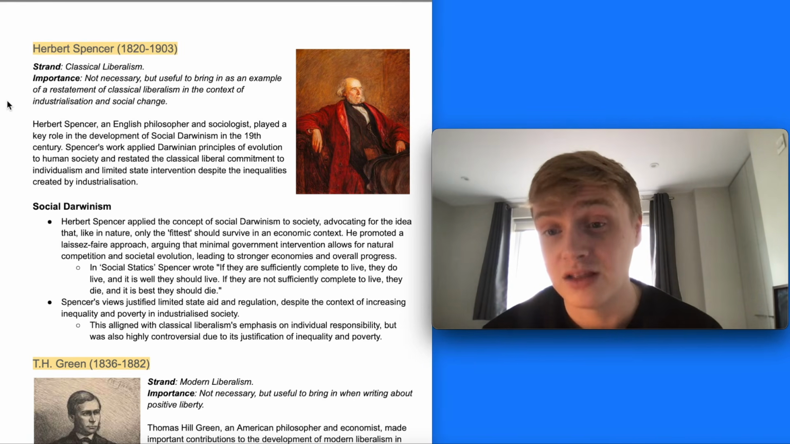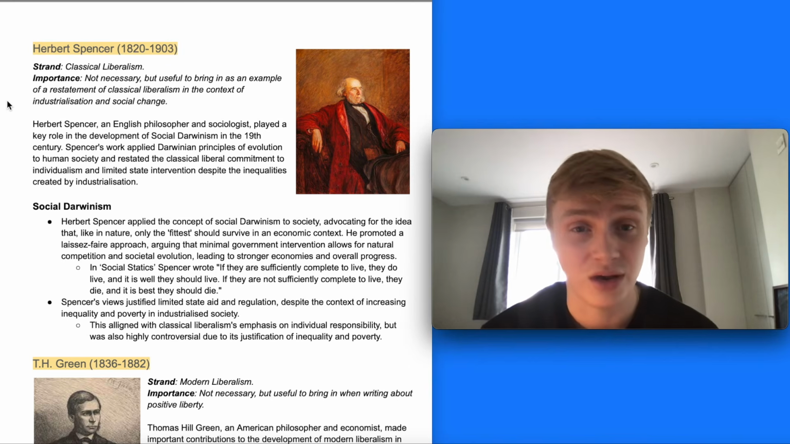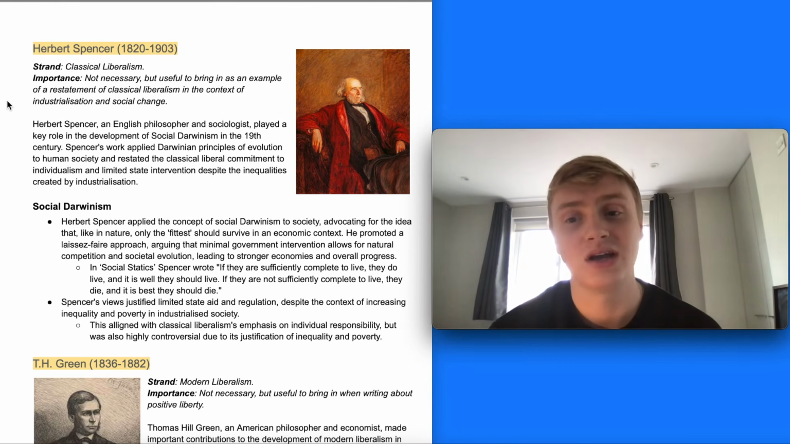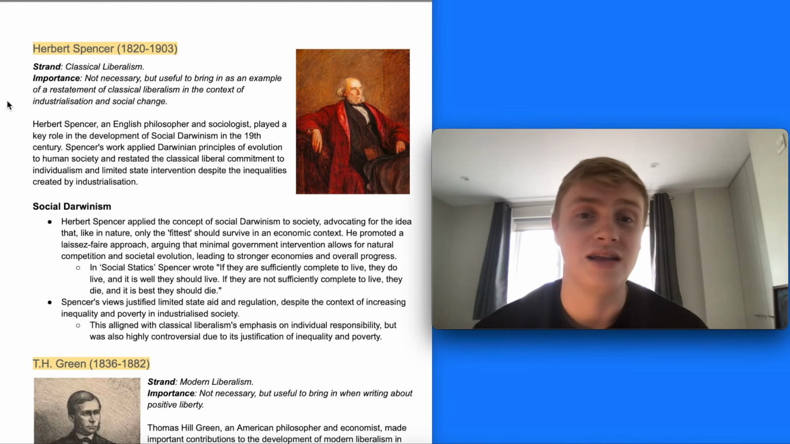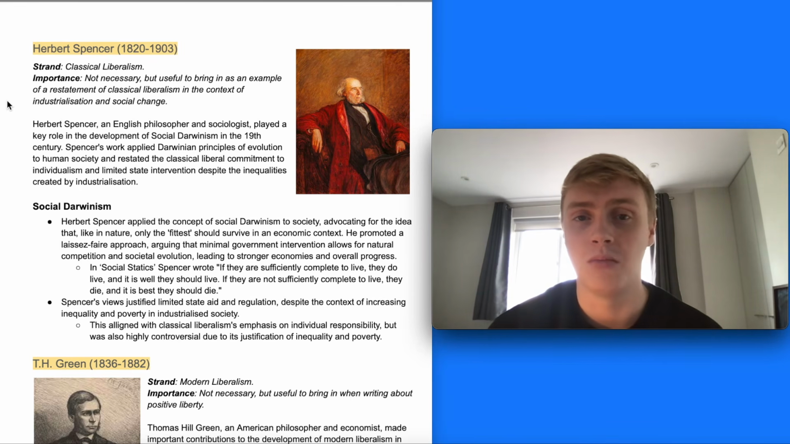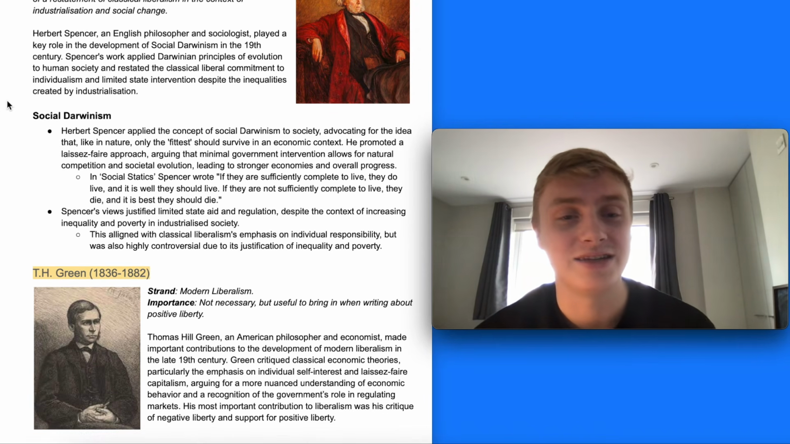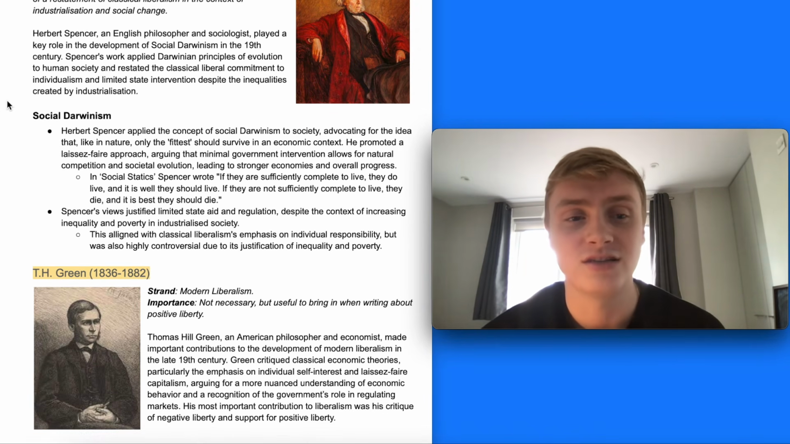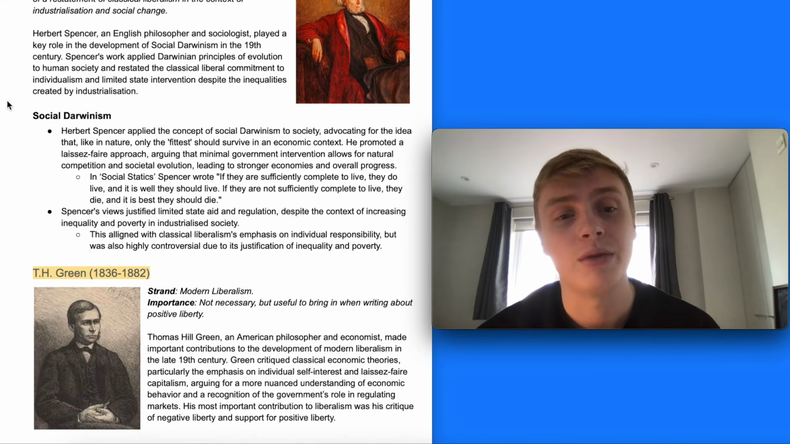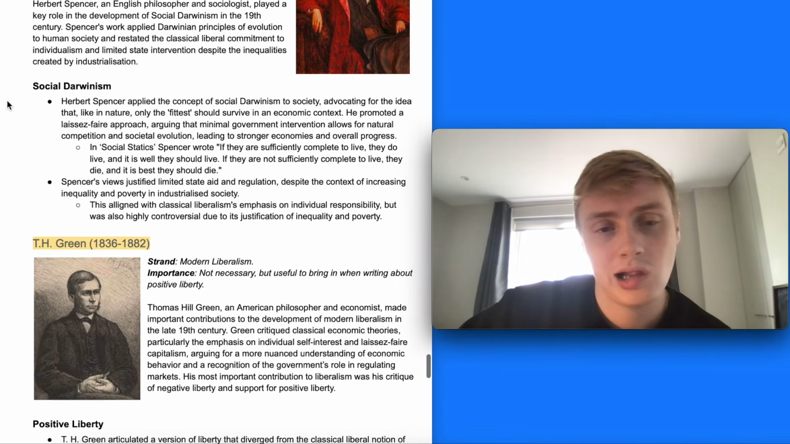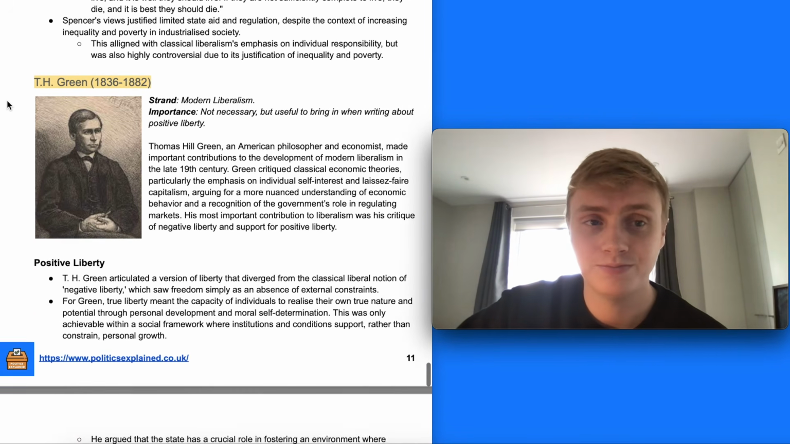So he was effectively justifying the view that in an industrialized society, yes, there's growing inequality, but that's simply the weak falling by the wayside, and the government shouldn't stop it. Effectively, that will eventually lead to a more effective society where the strong survive, which, when you think about it, is a really dodgy view. So his views justified limited state aid and regulation, despite the context of increasing inequality and poverty in an industrialized society, and this aligned with the classical liberal emphasis on individual responsibility.